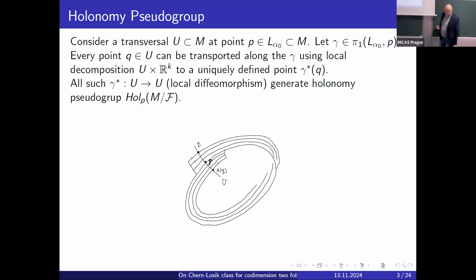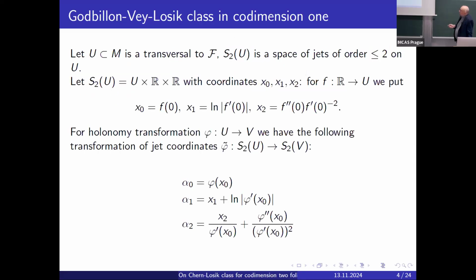And all such diffeomorphisms over all gamma will be the pseudo group. This is not a group because every diffeomorphism is defined only locally. And this is the holonomy group.